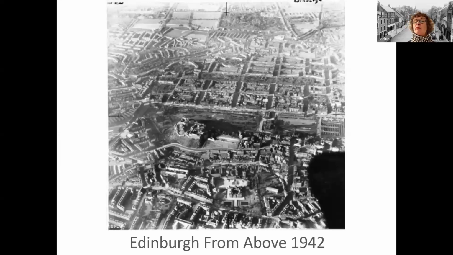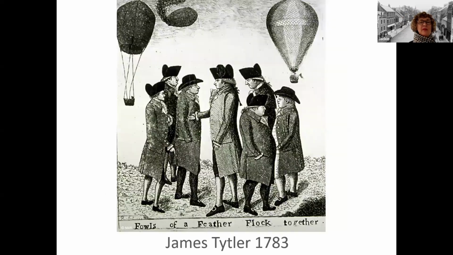Here again, we can see Edinburgh city centre unfurled below us, as it was seen during World War II. But how did we get here? To fully appreciate Edinburgh from above, we should really start at the beginning by returning to the story of James Tytler, a local aviation entrepreneur.